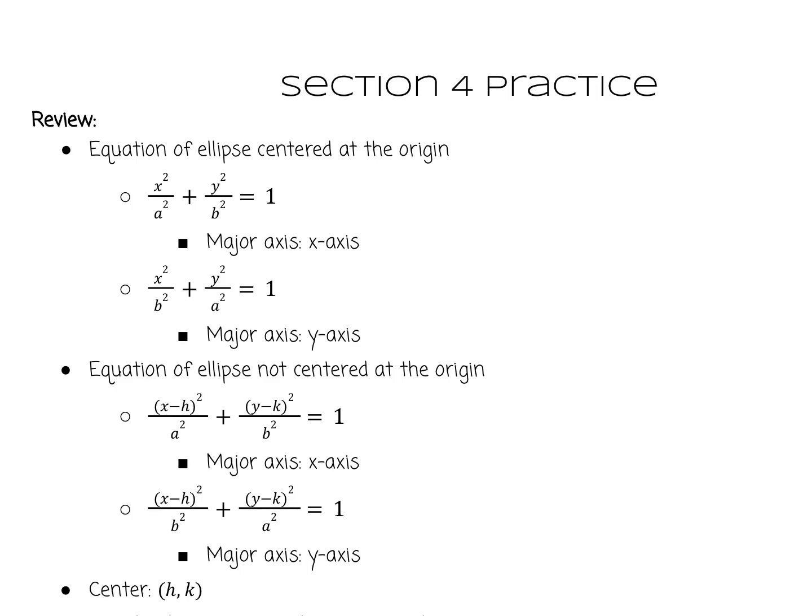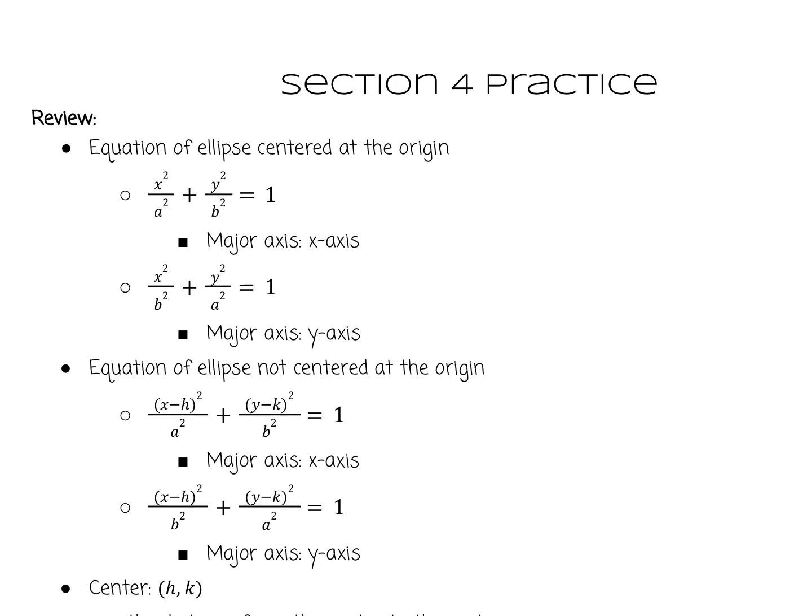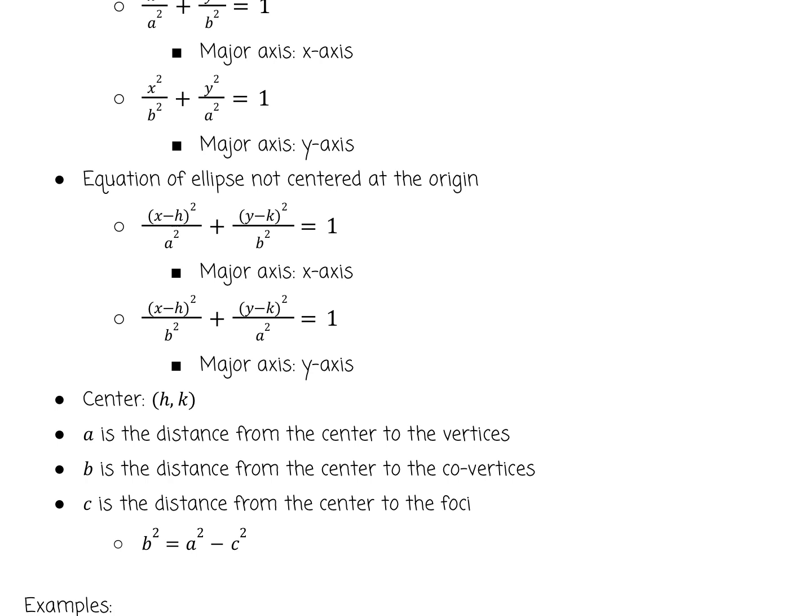In section 4, we talked about ellipses. So we have ellipses centered at the origin, whose major axis is the x-axis, which is x squared over a squared plus y squared over b squared equals 1. And then whose major axis is the y-axis, which is x squared over b squared plus y squared over a squared equals 1. And then we had ellipses not centered at the origin. So the only thing that changes is that in the numerator, it is now (x minus h) squared and (y minus k) squared. And for the major axis being the y-axis, you just switch where a squared and b squared are.